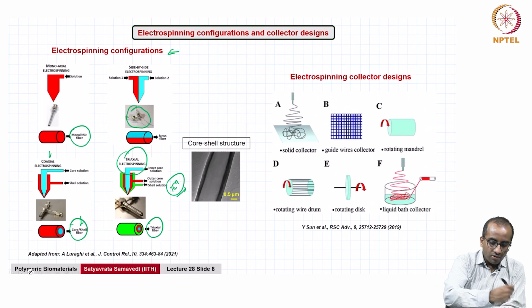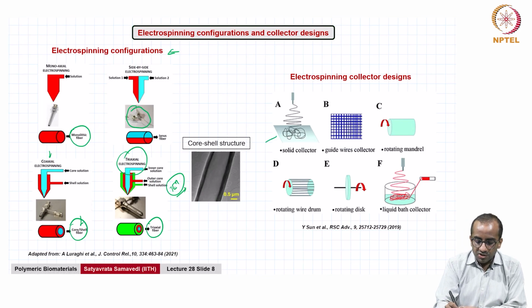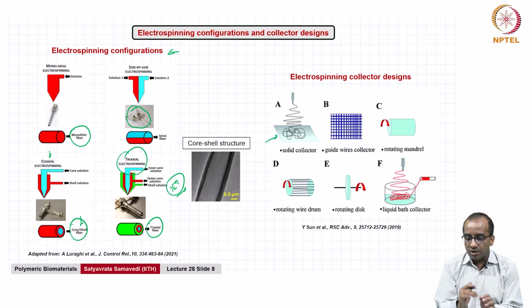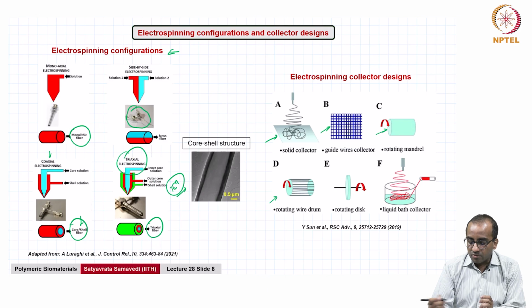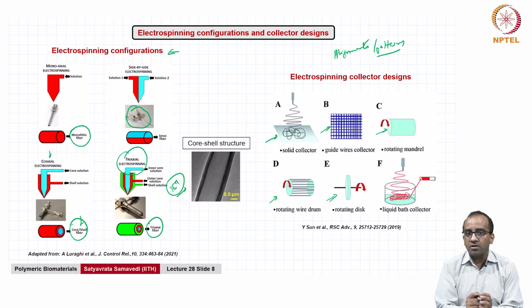Now, from a collector configuration perspective, as we have already hinted at, if you have a rotating collector that rotates very fast, I have already said that you can have aligned fibers. So shown here are some examples of configurations that you can have for the collector. One is just a solid flat plate collector, where you will get randomly oriented fibers. You can have a guide wires collector, or a rotating mantle, or a rotating wire drum, or a rotating disc, where you can get different kinds of alignments or patterns, right, depending on the collector configuration.